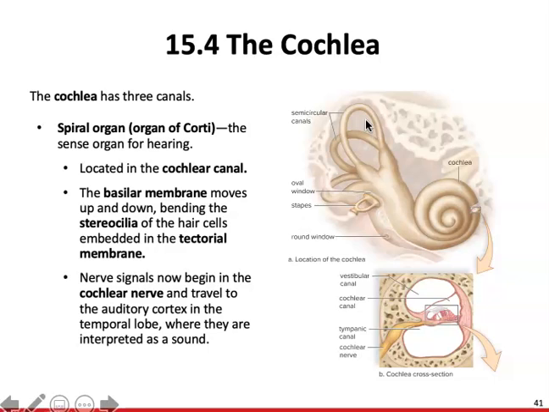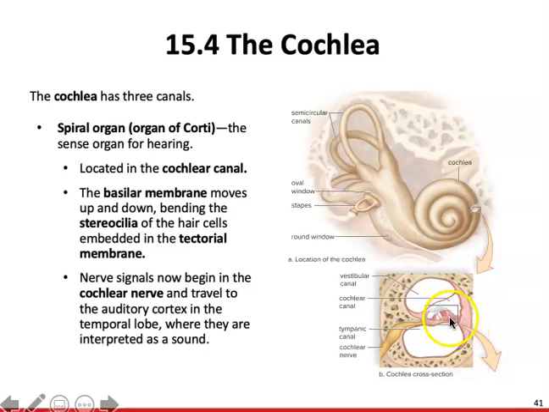So this is going to be the spiral organ, or the organ of Corti, which is the sense organ for hearing. This will be located in the cochlear canal. Now here's a little cross section of what that looks like. So in that cochlear canal, the basilar membrane is going to move up and down. That'll be the membrane right here, moving up and down in response to changes in pressure.